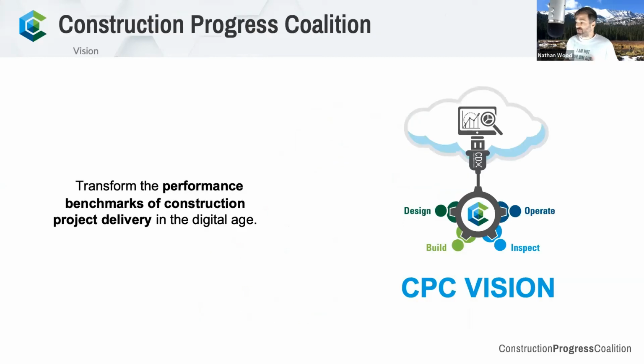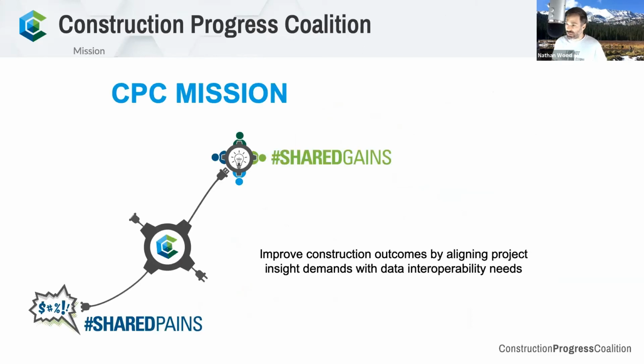So the CPC's vision at the end of the day really is around changing those performance benchmarks. Like, how do we measure success of a construction project in the digital age now that we have so much more data to pull from? It's not just safety modifiers and profit margins. There's a lot more detail we can get to, but what should be those standard measurables so that we can start to benchmark that? That's CPC's vision. And then our mission is really around improving those construction outcomes and aligning those project insight demands.